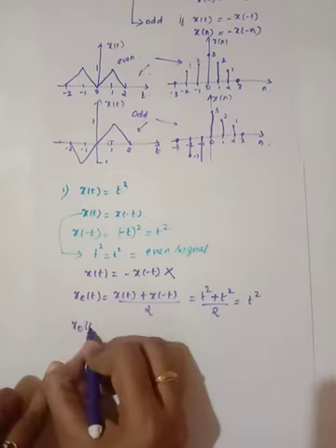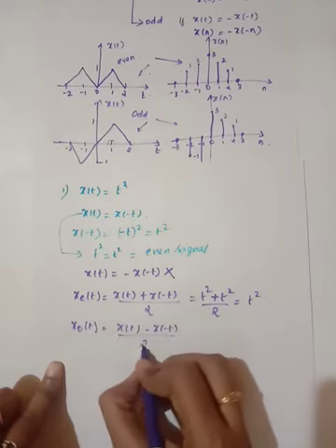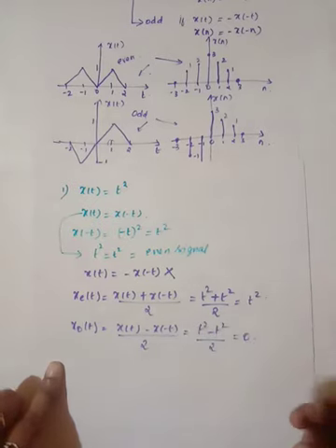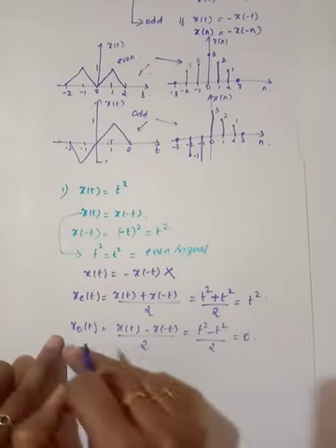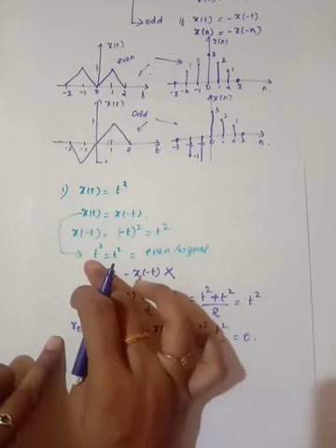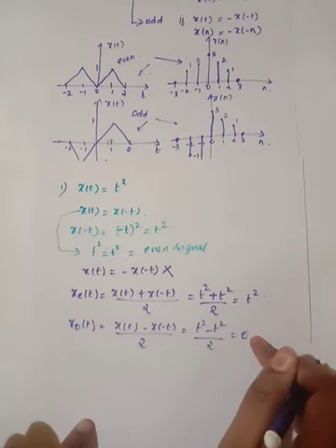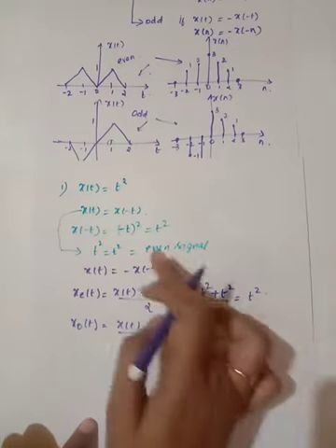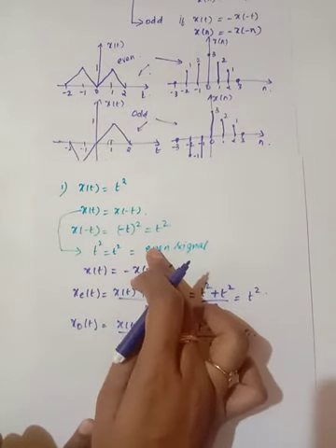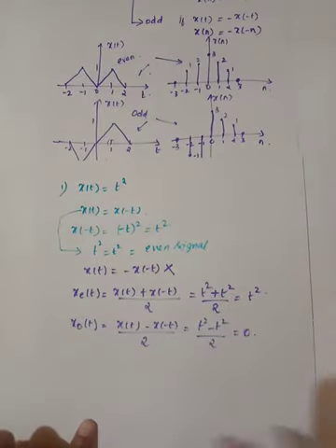Next, find the odd part of the signal, right? x of t minus x of minus t divided by 2. So t square minus t square divided by 2, which is equal to 0. Okay, so now we got the even part, we got the odd part. Now see, from this relation itself we can analyze. If the signal is an even signal, it will not contain the odd part of the signal. So the odd part is 0 here. This is a separate case. Now if the signal is an odd signal, then you get only the odd part of the signal, and the even part of the signal will be 0.